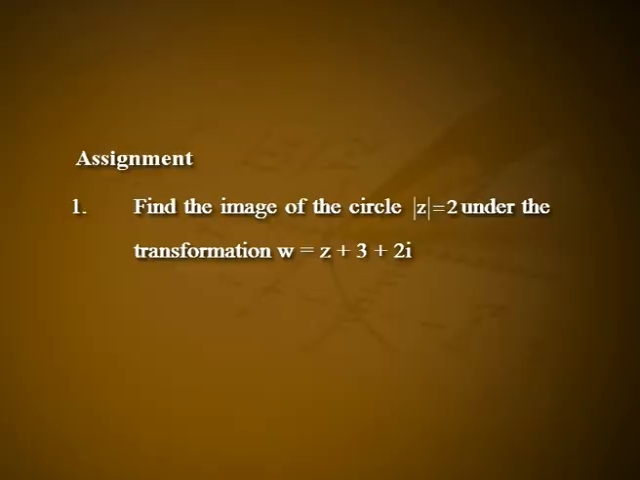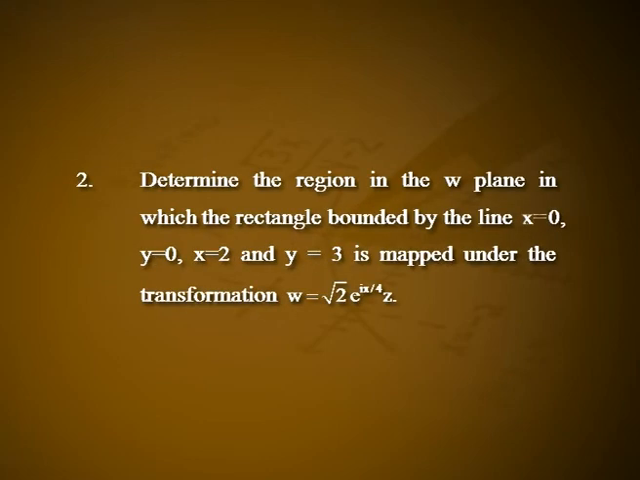Question number 1. Find the image of the circle mod z equal to 2 under the transformation w equal to z plus 3 plus 2i. Second problem. Determine the region in the w plane in which the rectangle bounded by the lines x equal to 0, y equal to 0, x equal to 2 and y equal to 3 is mapped under the transformation w equal to root 2 e raised to i pi by 4 times z.